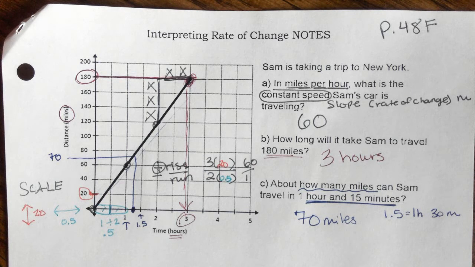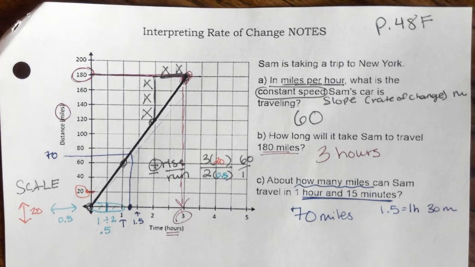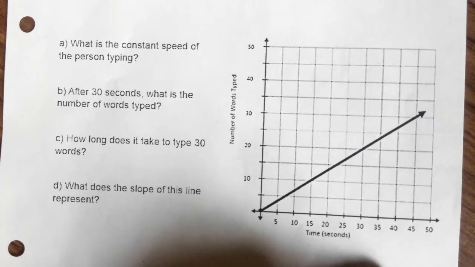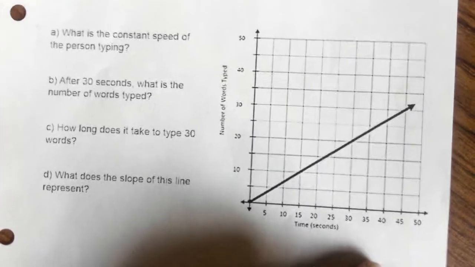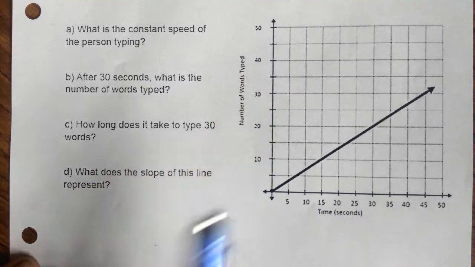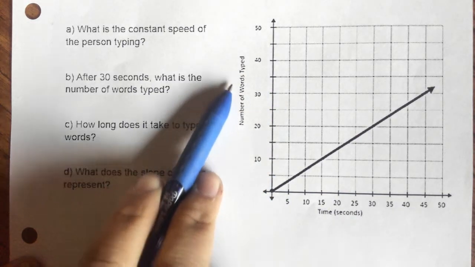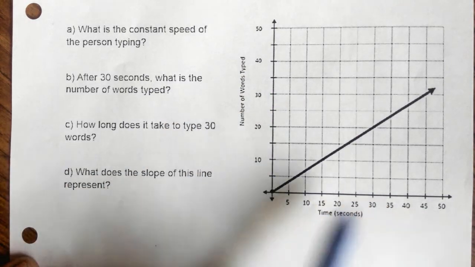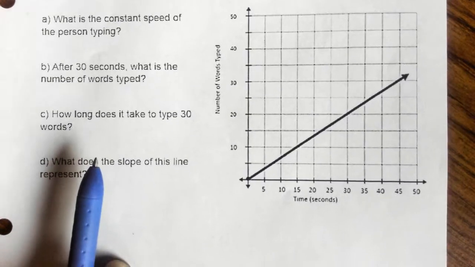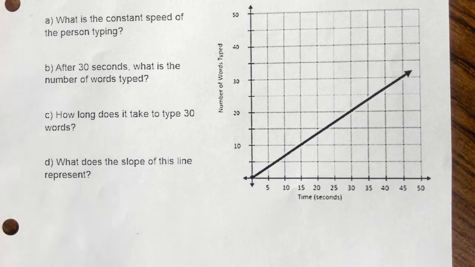Okay. Now that was all about Sam's trip. Now let's take a look at the second question. So here's my graph. The vertical axis is labeled in number of words typed, and the horizontal axis is labeled in time in seconds. So we're talking about somebody typing. And our question is, what is the constant speed of the person typing?